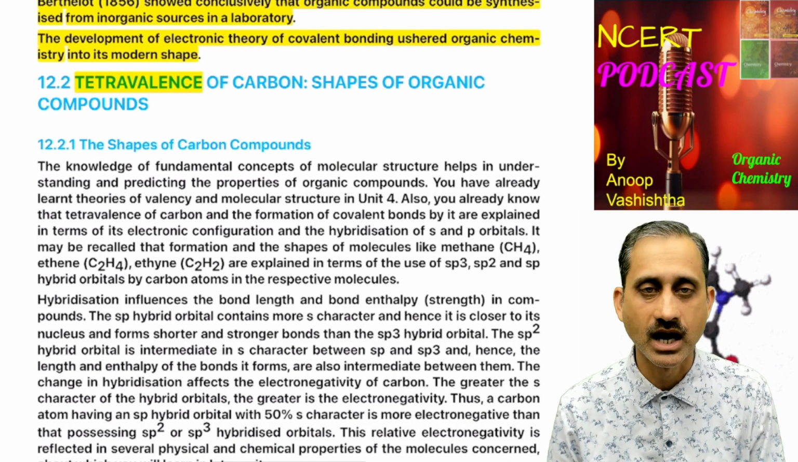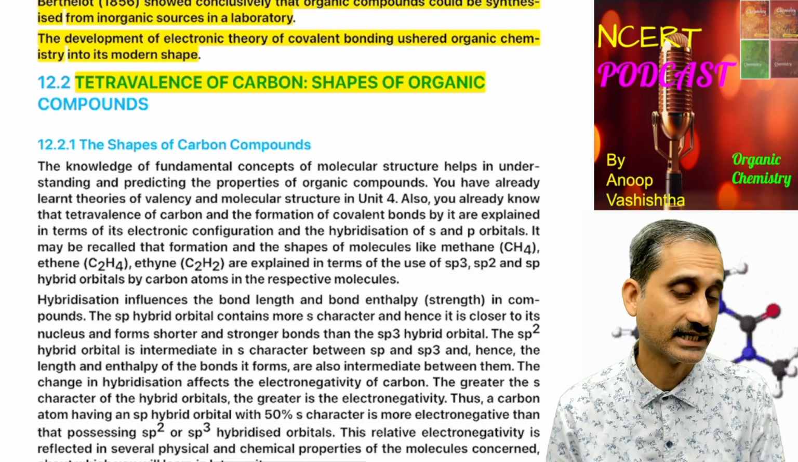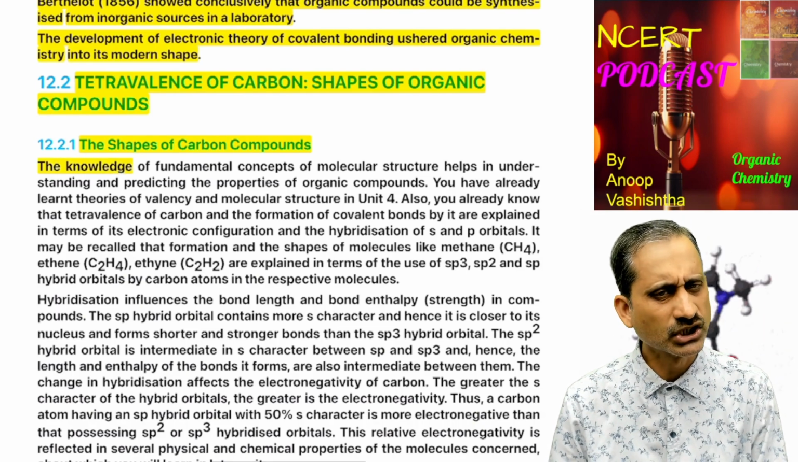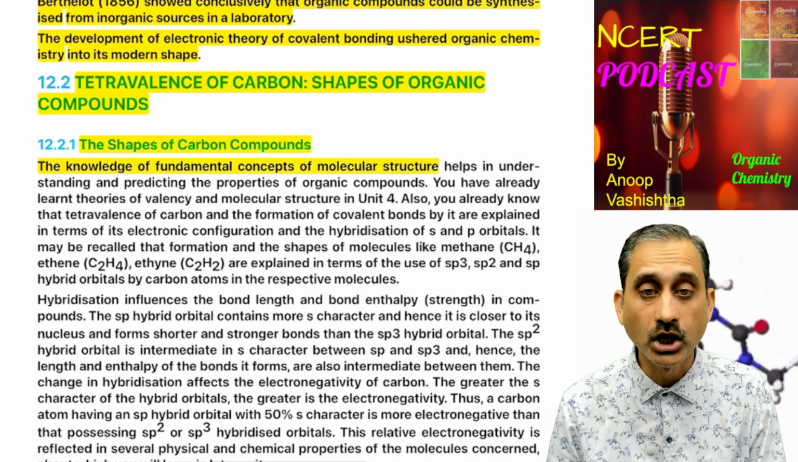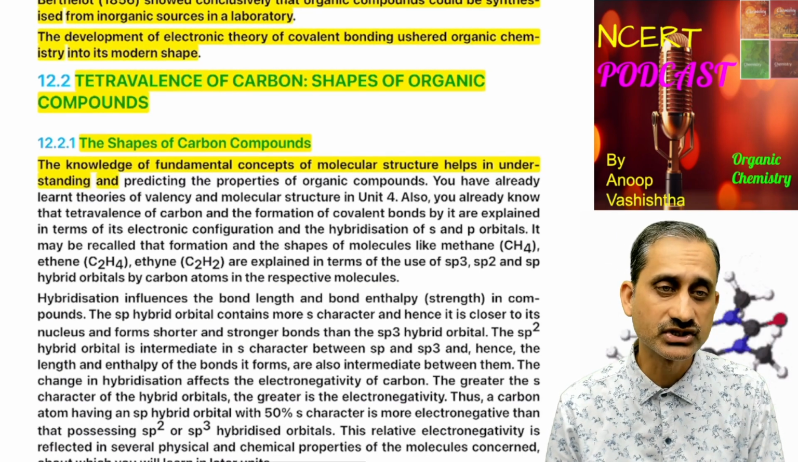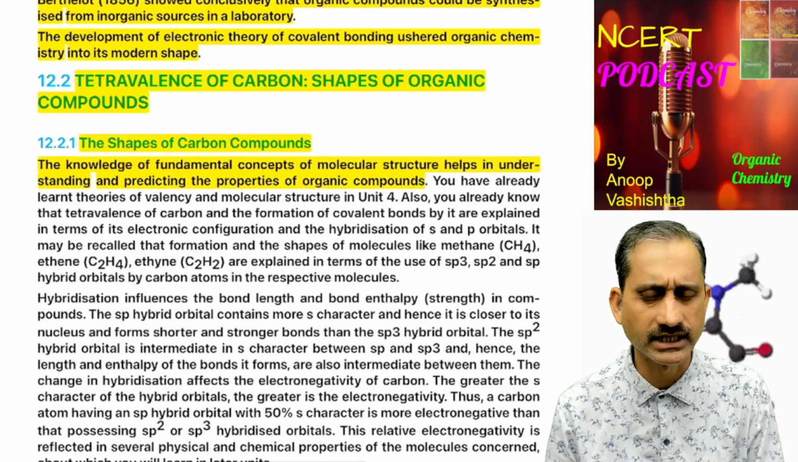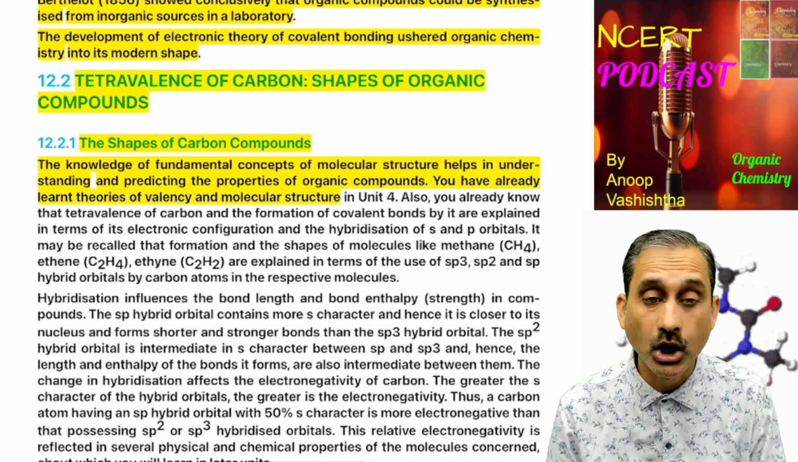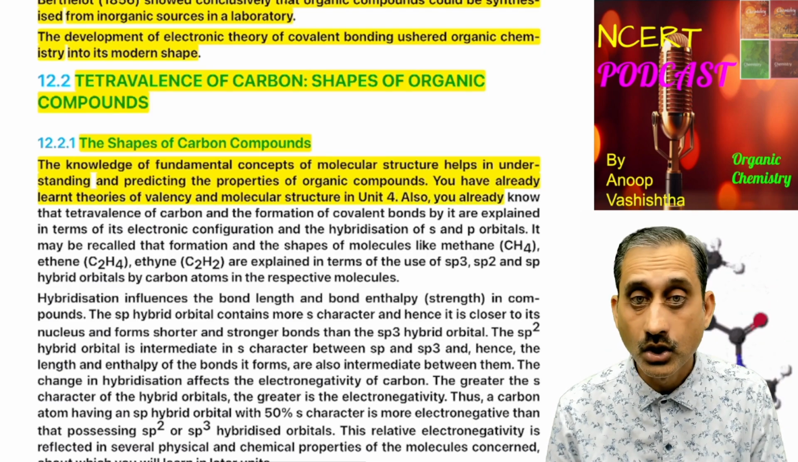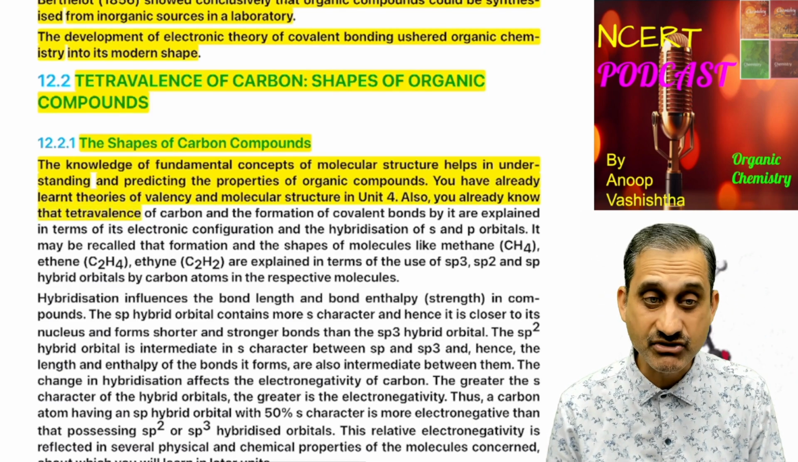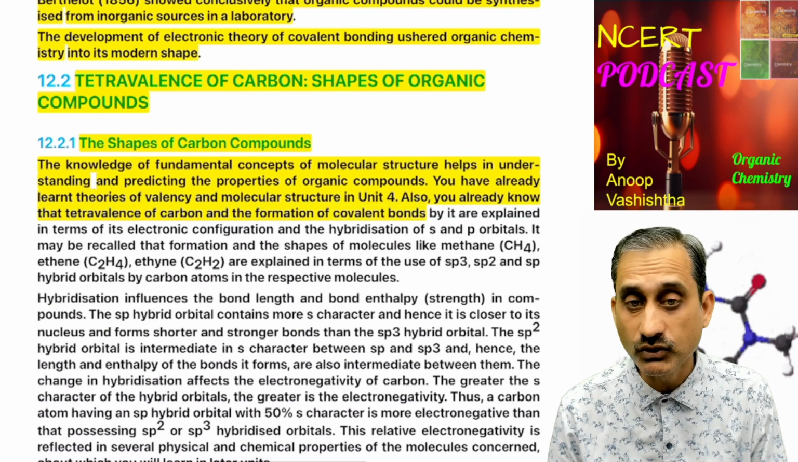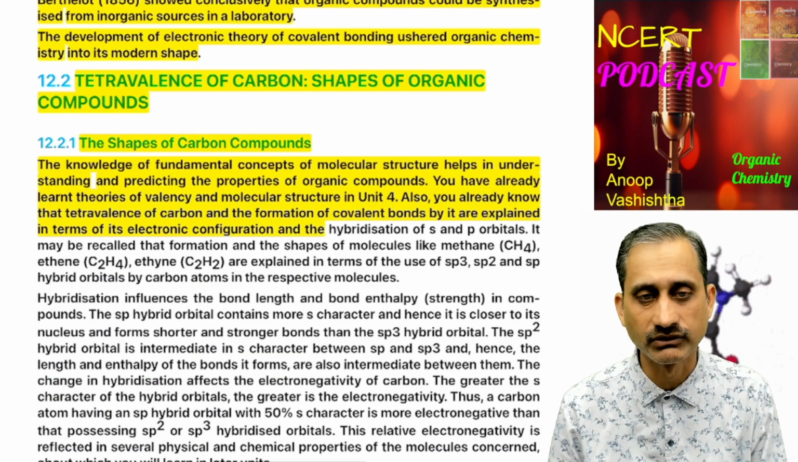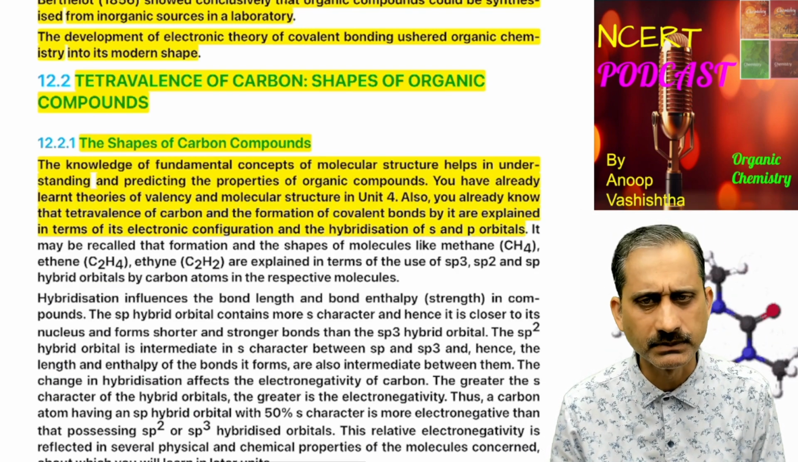Tetravalence of carbon. Shapes of organic compounds. The shapes of carbon compounds. The knowledge of fundamental concepts of molecular structure helps in understanding and predicting the properties of organic compounds. You have already learned theories of valency and molecular structure in Unit 4. Also, you already know that tetravalence of carbon and the formation of covalent bonds by it are explained in terms of its electronic configuration and the hybridization of s and p orbitals.